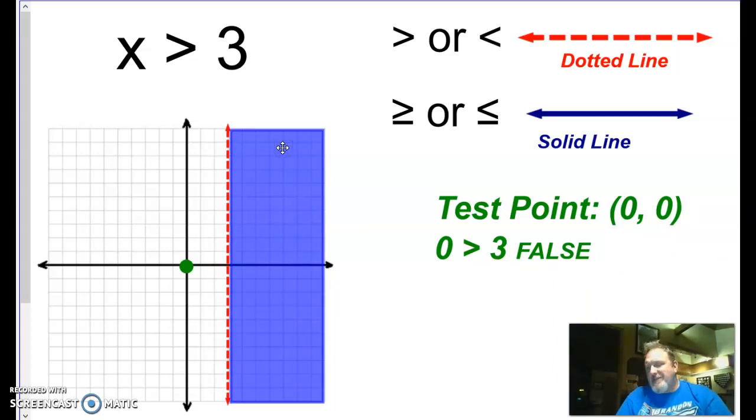And so do you need a test point? No, but it's a good idea. Again, pick 0, 0 because it's the easiest point you could pick for substituting into an inequality. And if it's true, you shade towards your test point. If it's false, you shade in the opposite direction.